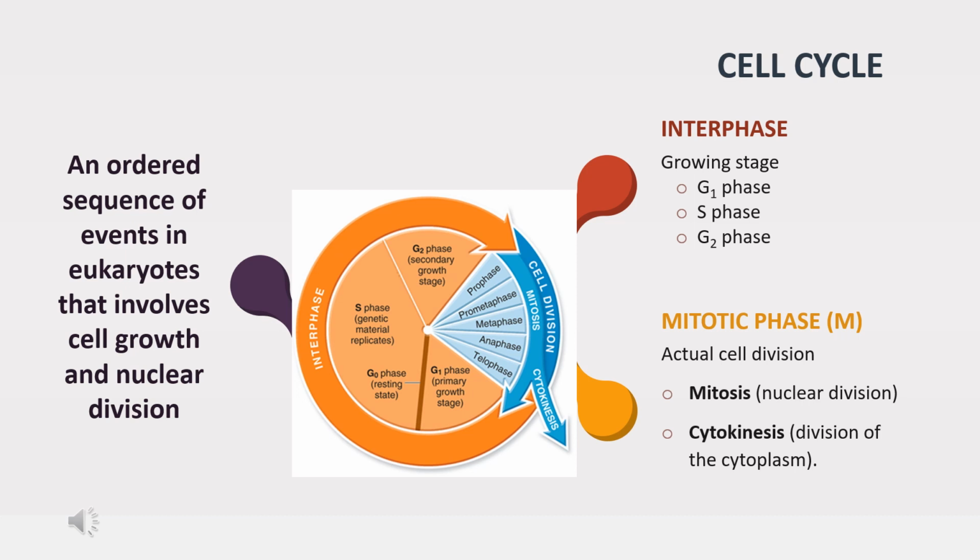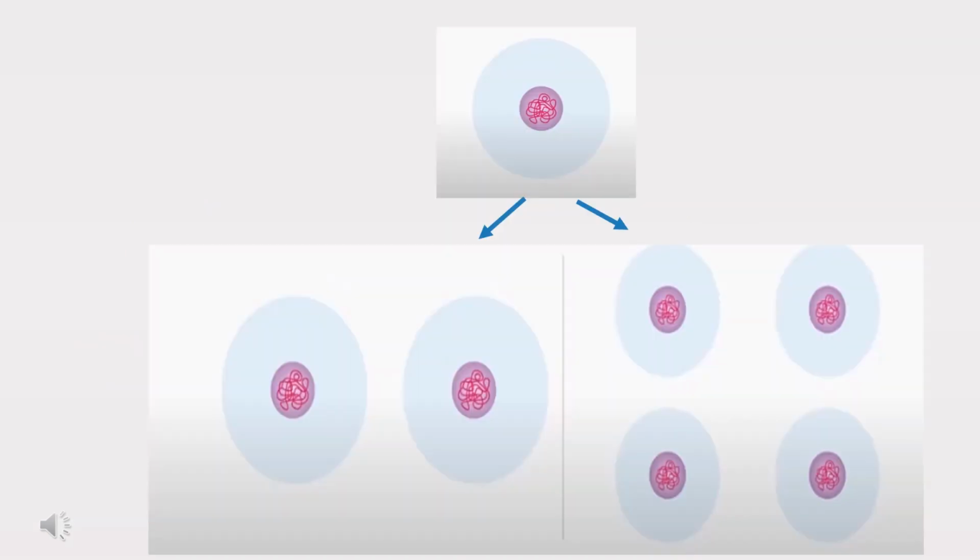Cell cycle is an ordered sequence of events in eukaryotes that involves cell growth and nuclear division. It includes interphase, which is the growing phase: there are G1 phase, S phase, the phase where replication of DNA occurs, and G2 phase. The interphase is then followed by mitotic phase or meiotic phase. In other words, a cell passes through various steps in order to grow, copy its DNA and finally split into either two genetically identical cells for mitosis or four non-identical new cells for meiosis.